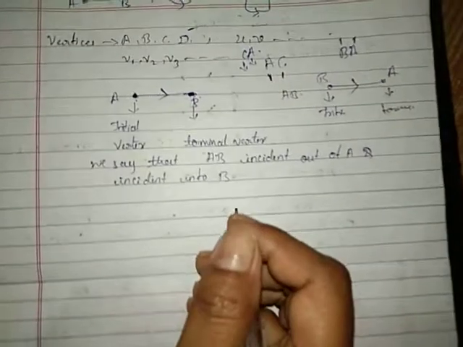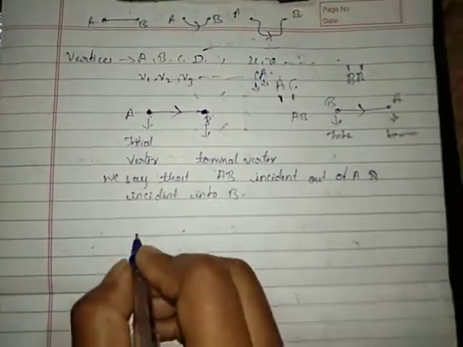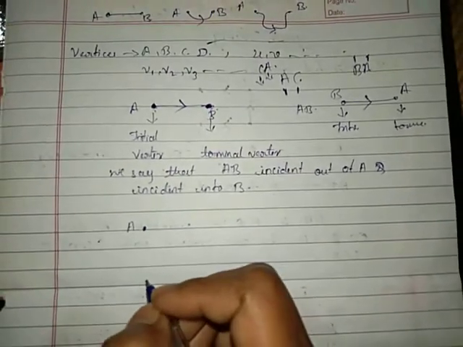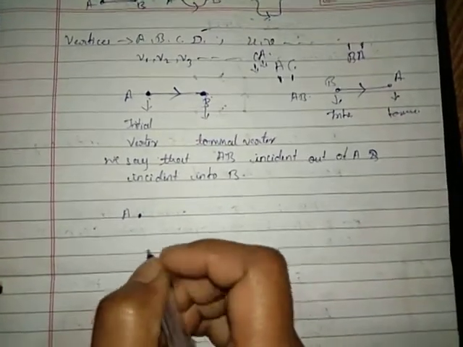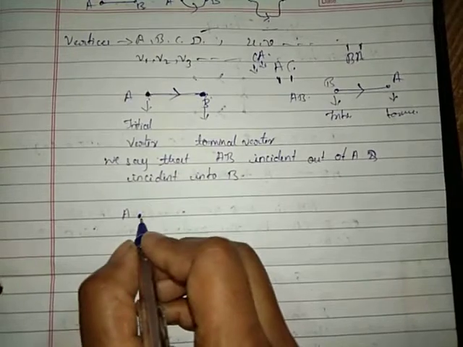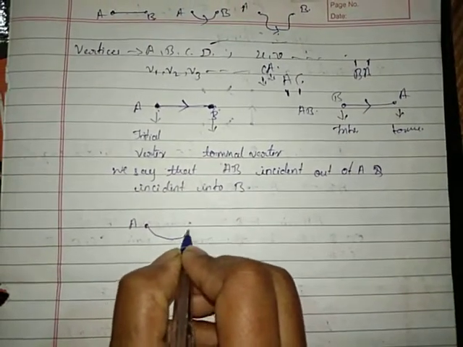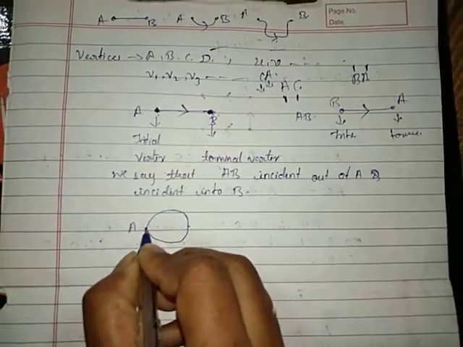Here we have to remember one thing: suppose A is a point, and suppose the directed edge begins with this vertex and ends with A only.